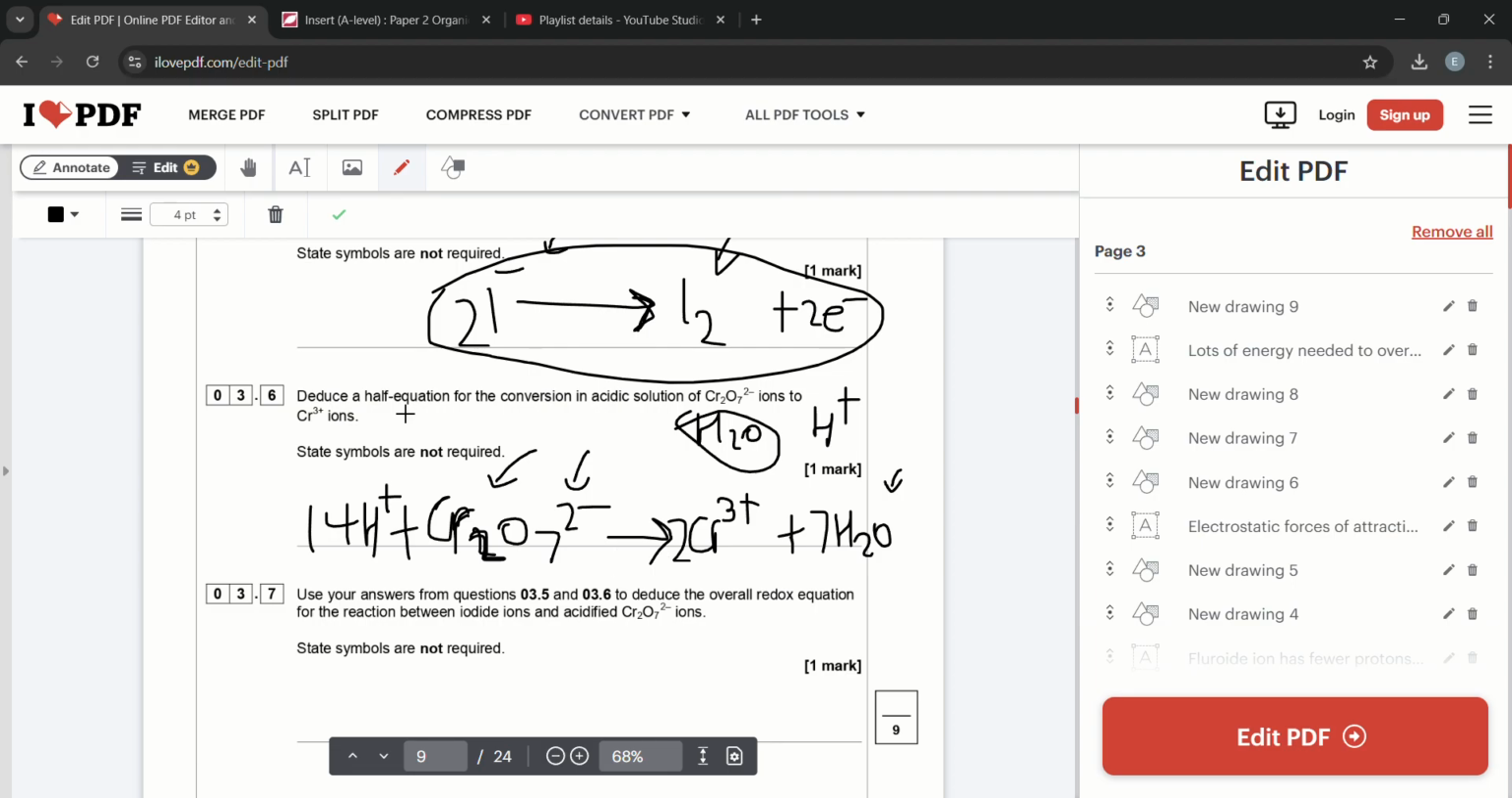But now the charges need to balance. We've got an overall charge here of 12 plus, because 14 plus, minus 2, is 12 plus, and an overall charge here of 6 plus. So what we need to do now is just add 6 negatively charged electrons here and get the overall charge of 6 plus on both sides. So yeah, 6 plus on the left hand side and 6 plus on the right hand side.